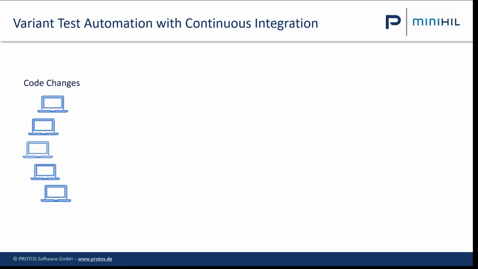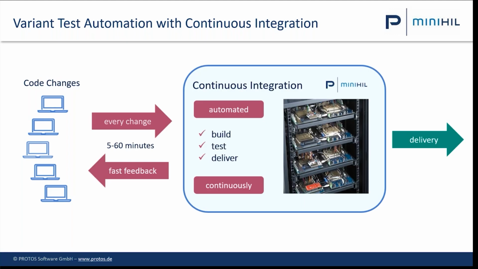Then one very important thing about variant testing is if you have a lot of different variants, it's really hard to automate this on your desktop. You might have different processors. You have a lot of different variants. The tests usually take a little bit longer. So it's very important to have automation. And that's why we use continuous integration.